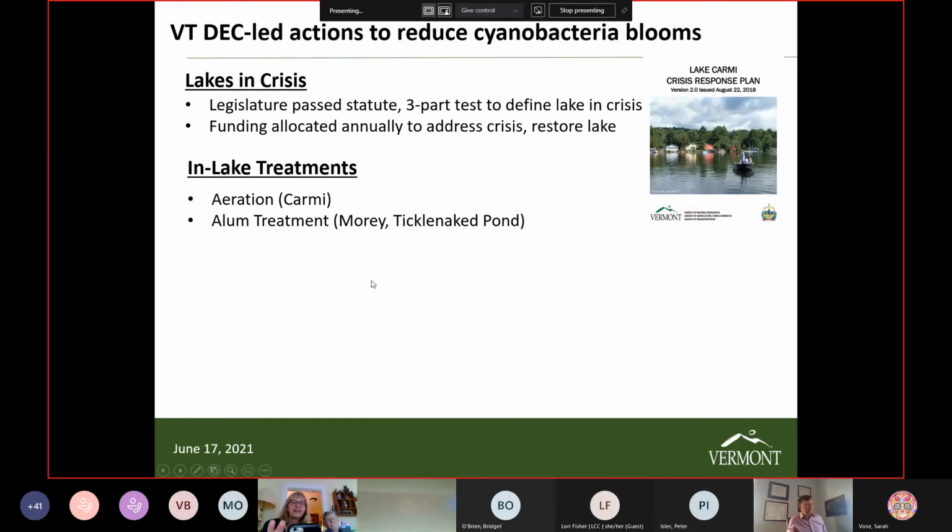We have implemented in very few cases in-lake treatments to try to reduce cyanobacteria blooms. In general, our approach is to try to address the source of the problem, which is the phosphorus loading to the lakes, and most of our interventions are therefore on the landscape and in the watersheds of our water bodies to try to reduce the external loading of phosphorus.